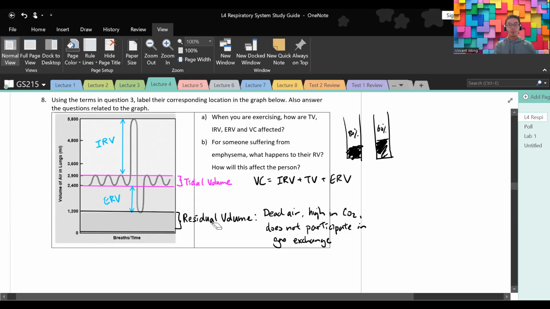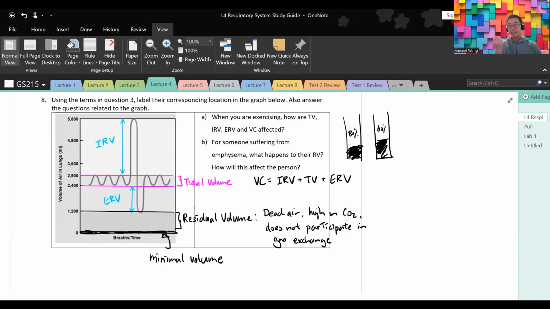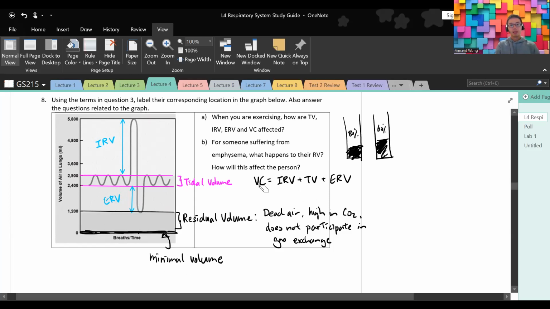But even after you pop the lungs and the residual volume comes out, you will still have a little bit of volume inside. That is the minimal volume. Like if you just leave a balloon sitting on the table, the amount of air inside is not zero. You can still see it's popped up a little bit. That's essentially what the lungs do. Even if you get out the residual volume, you will always have a bit of air inside. That is the minimal volume. VC, sorry, TV. TV stands for tidal volume.